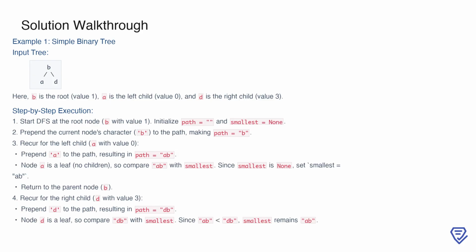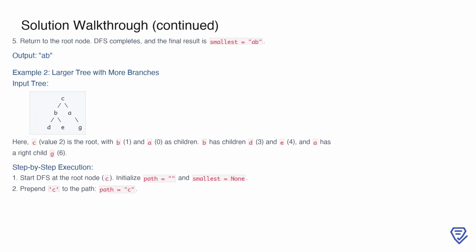Node D is also a leaf, so we compare DB with smallest. Since AB is lexicographically smaller than DB, we keep smallest as AB. Now that both children have been explored, we return to the root node. DFS is complete, and the smallest string we've found is AB. Thus, the output for this tree is AB.